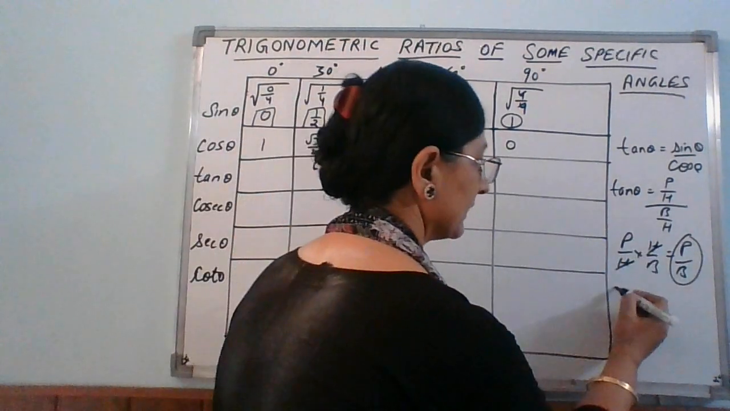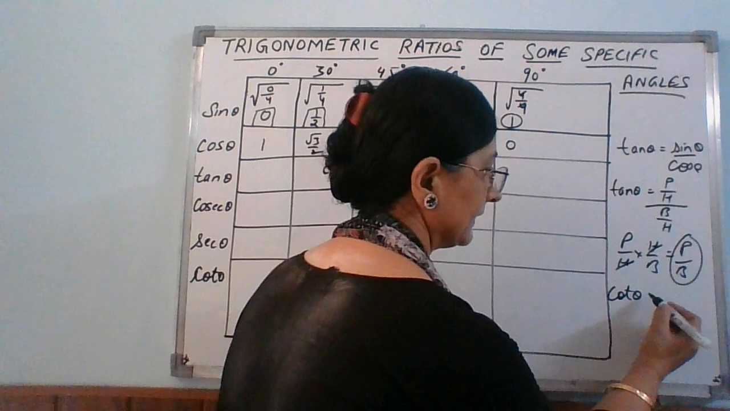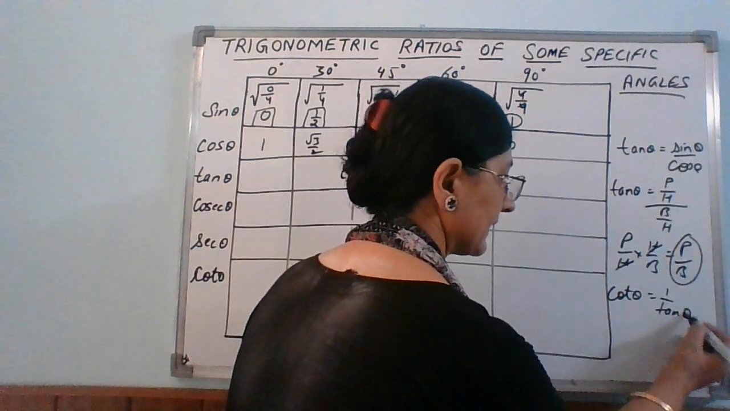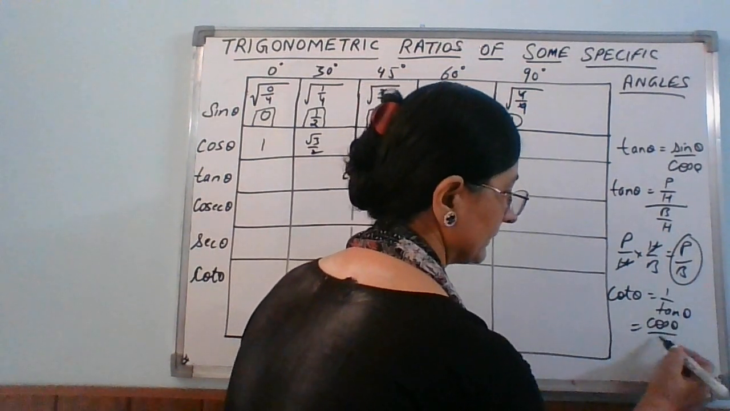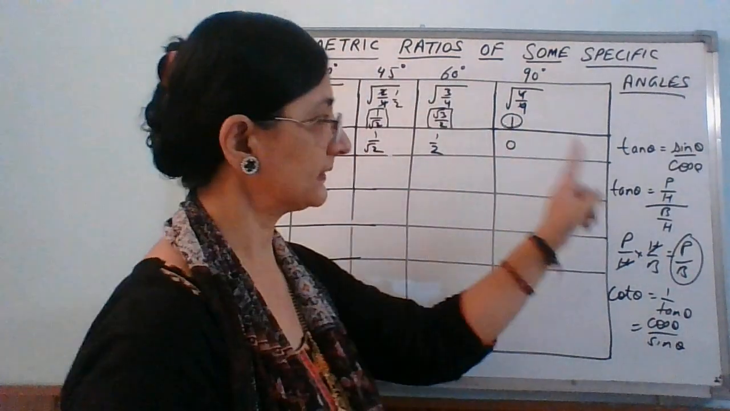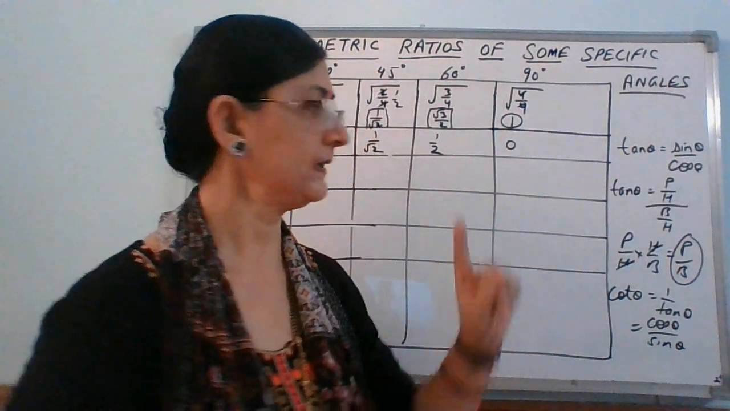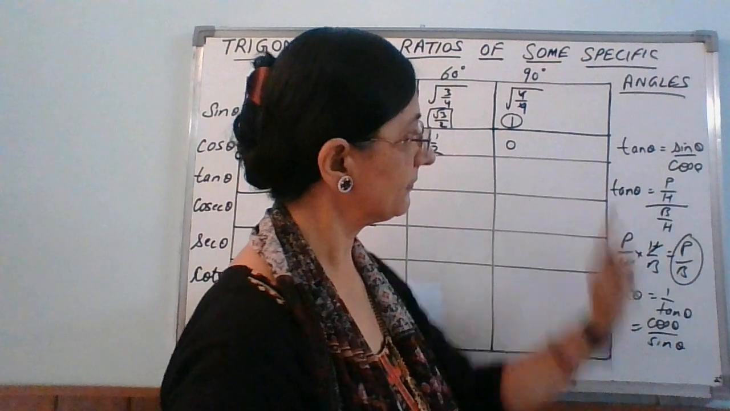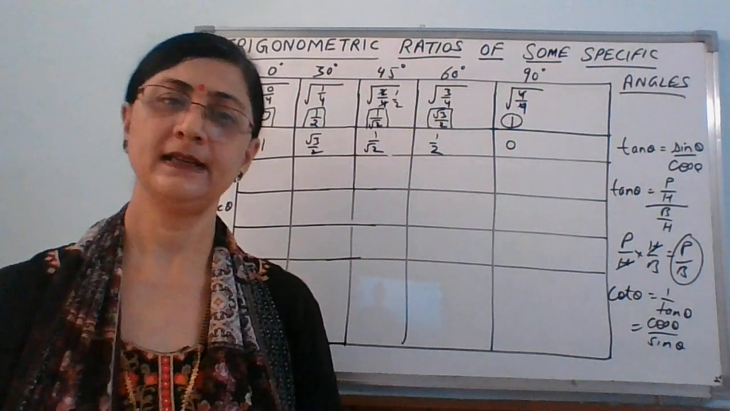Now what is cot? Cot is the reciprocal of tan. ये 1 upon tan होता है. तो ये इसका आंसर क्या होगा? Cos upon sin, cos theta upon sin theta. अगर tangent sin theta upon cos theta है तो cot theta उसका रिवर्स होगा, cos theta upon sin theta.